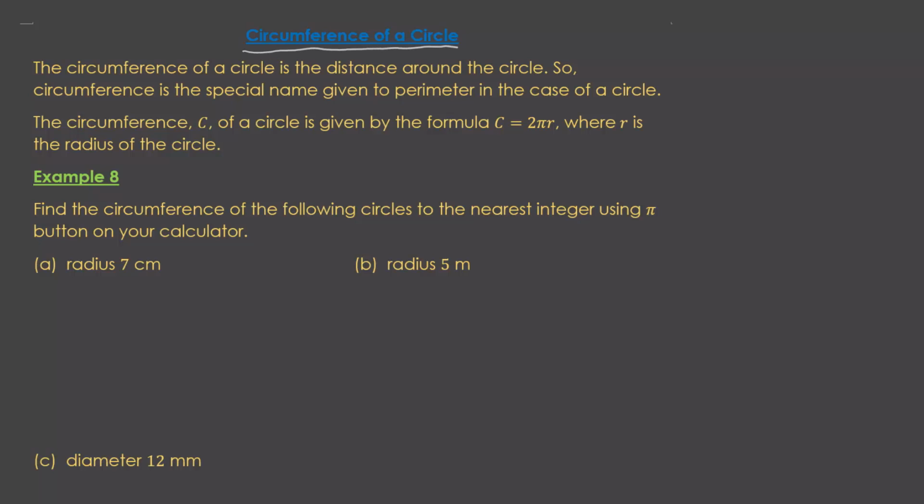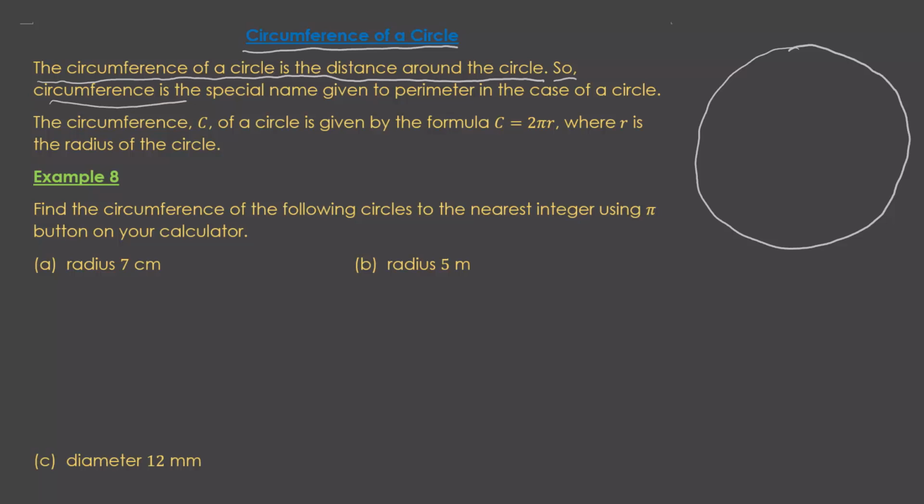Circumference of a circle. When we have a circle, the length of the bounding line is what we consider to be the circumference. The circumference of a circle is the distance around the circle. So circumference is the special name given to perimeter in the case of a circle.